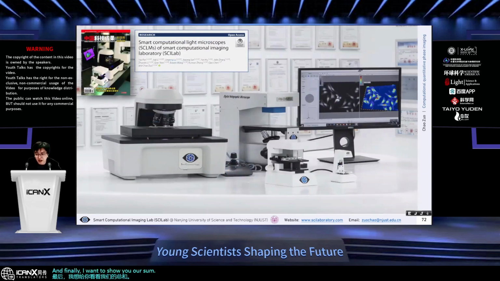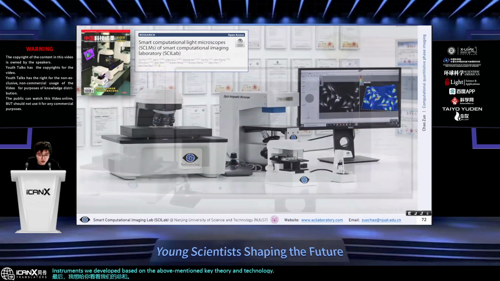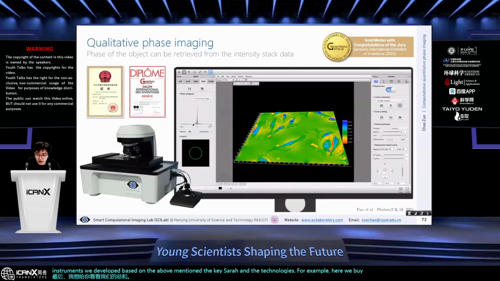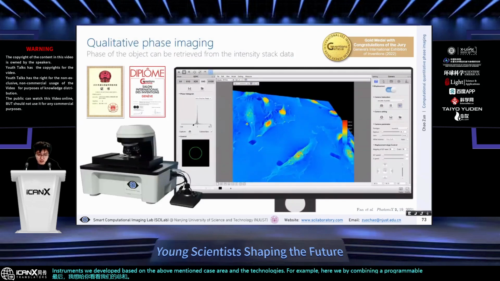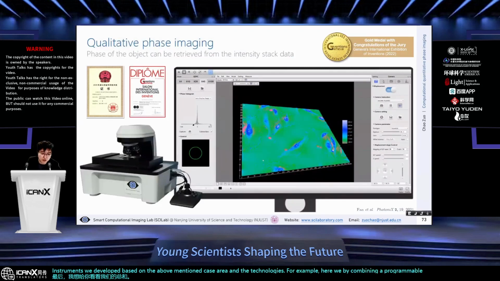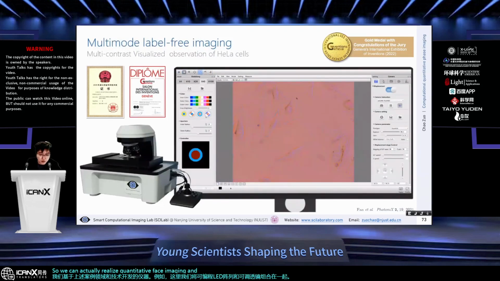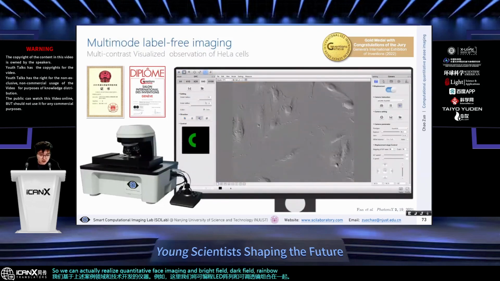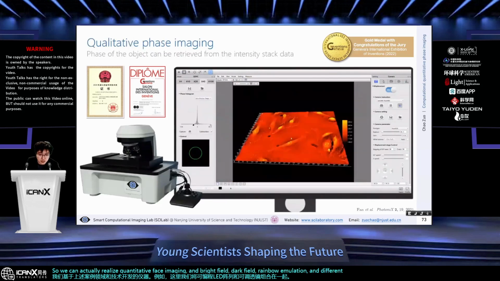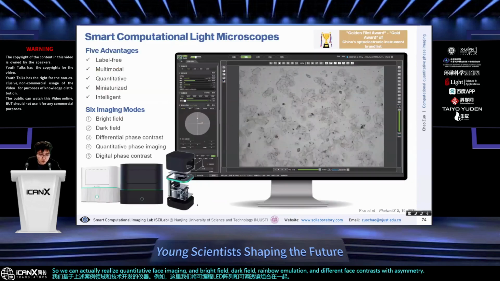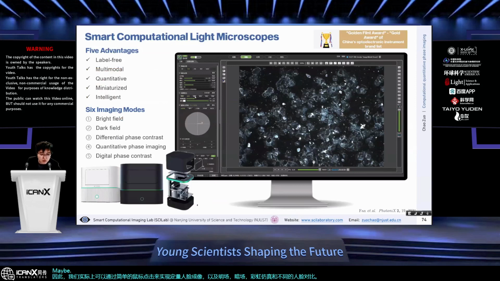instruments we developed based on the above-mentioned key theory and technologies. For example, here by combining a programmable LED array and a tunable lens, we can actually realize quantitative phase imaging and bright field, dark field, rainbow illumination, and differential phase contrast with a simple mouse click. And this system can also be made very miniaturized and put into our incubator.